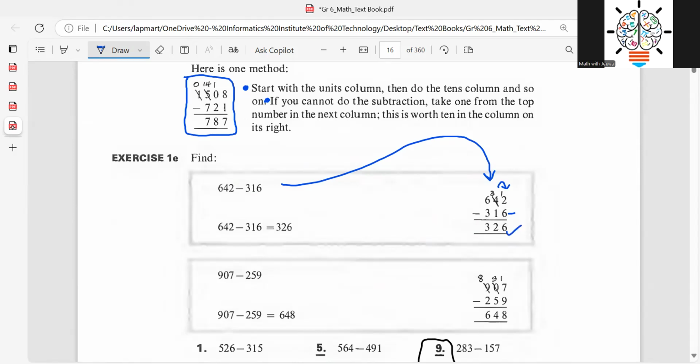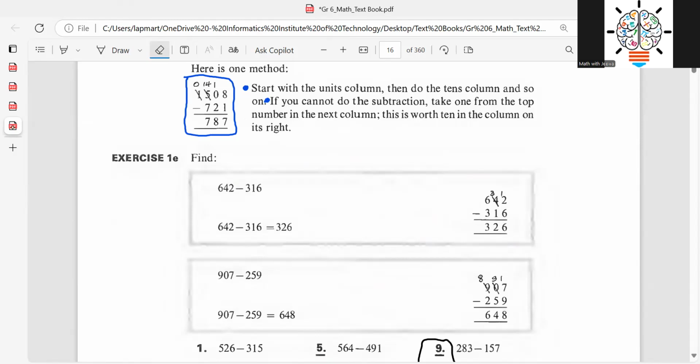So that is done. Now here, do I have 4? No, I don't have 4 here because I have already borrowed 1. So here I have 3. From 3, I deduct 1. It gives me 2. Now here I have 6. From 6, I deduct 3. It is 3. Right? So then that is 326. That 326 you write here and conclude your answer.